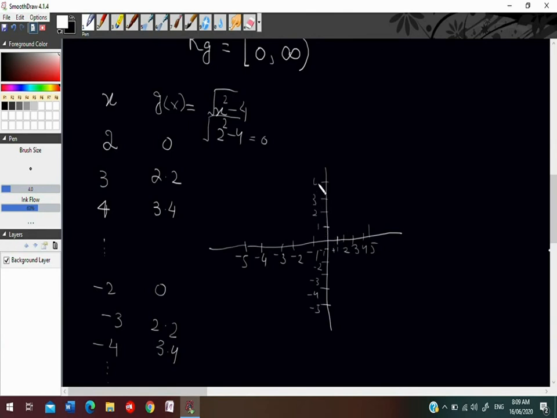I want to show you one thing. When you have x equals 2, your value is 0. So your first point is this. For x equals 3, the value is 2.2, and your point is here. And for x equals 4, your value is here. So when you join these points, your graph is like this. And similarly, when you plot it for negative values, your graph looks like this shape.